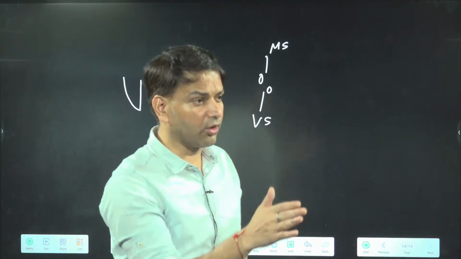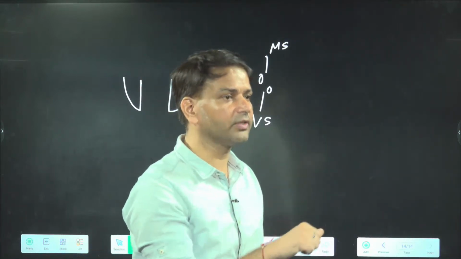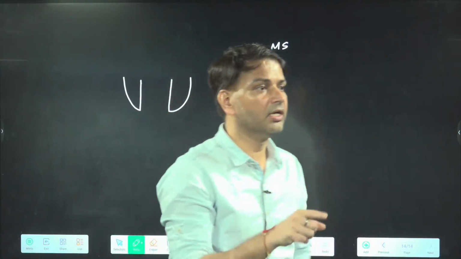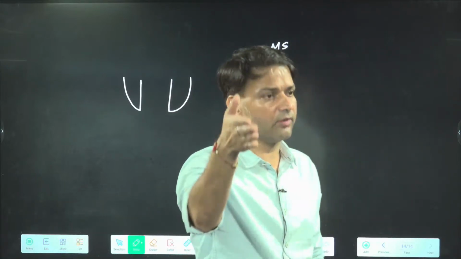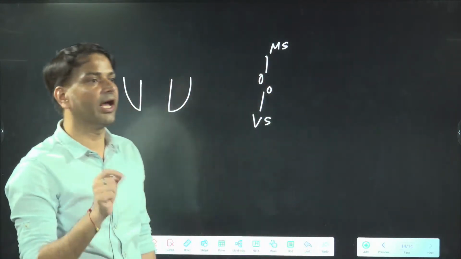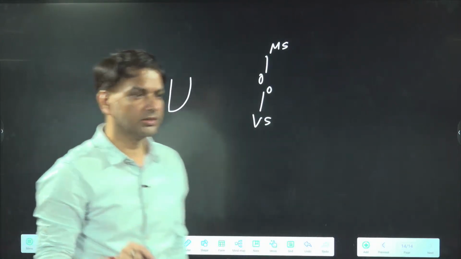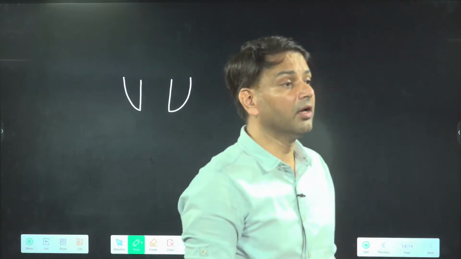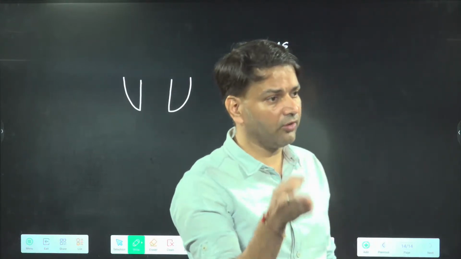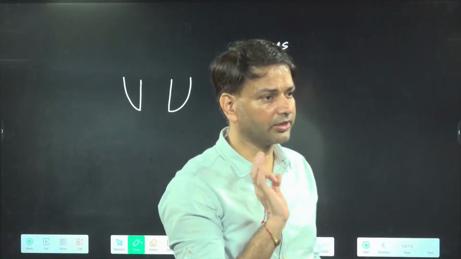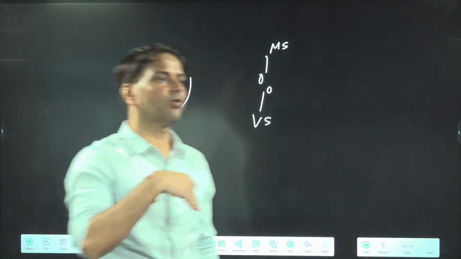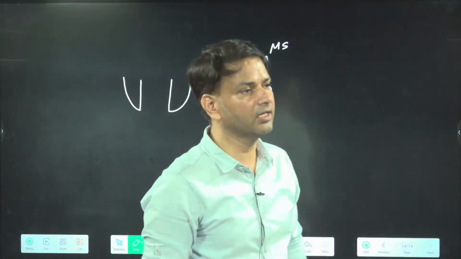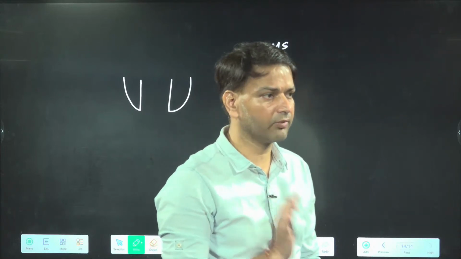When the zero of the vernier scale is to the right of the main scale, think of right as positive. Then the vernier calipers will have a positive zero error. If the zero of the vernier scale is to the left of the main scale, then it has a negative zero error. Everybody got it or not?